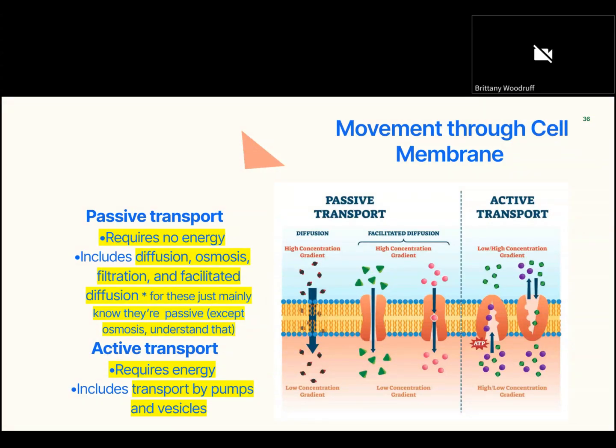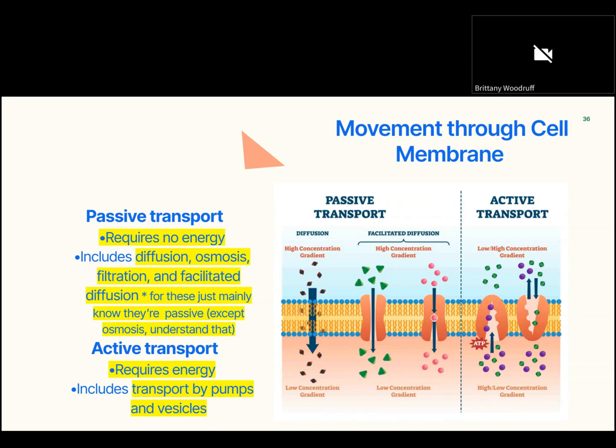Talking about movement through the cell membrane. You have two types of transport mechanisms that we are going to talk about. For passive transport, there's 4 different mechanisms. We are going to focus on one. We briefly talk about the other ones, so that's why I've typed them out in your packet, but you don't need to know those as much as you do osmosis for the purposes of nursing.